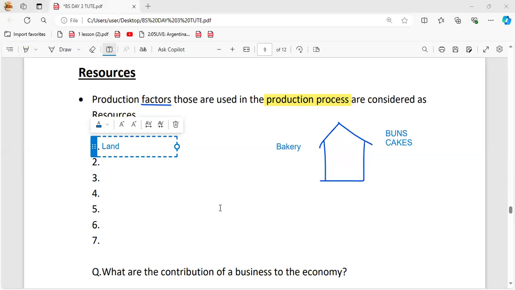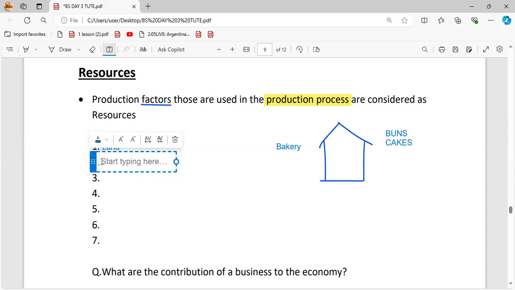For the people who are doing economics, they will be doing it in their first lesson. You are going to learn it in depth. But in business studies, we are not learning this in depth. We are learning only what the factors of production are. Am I clear? Therefore, land is the first factor of production.